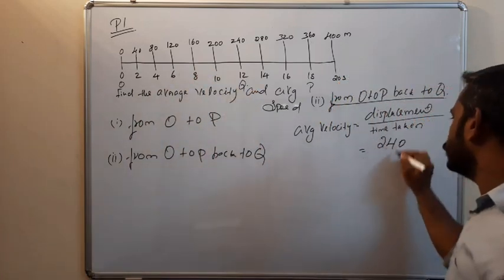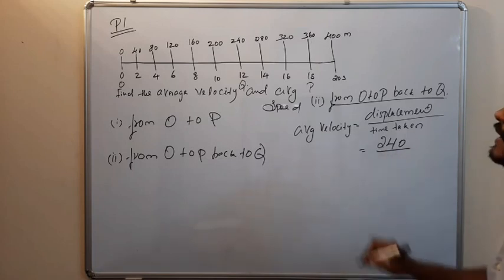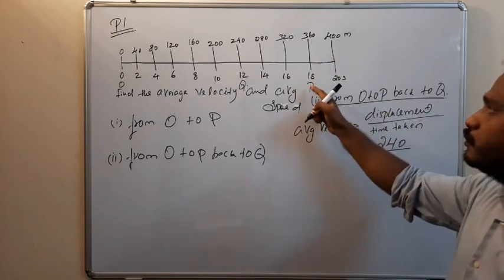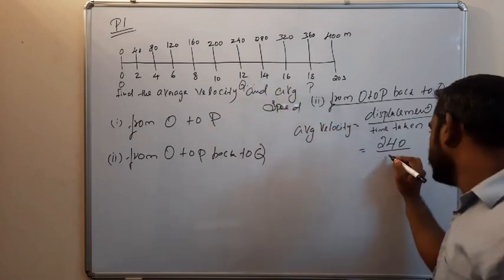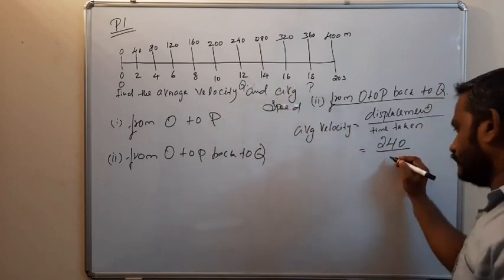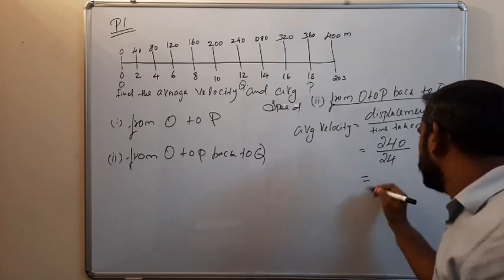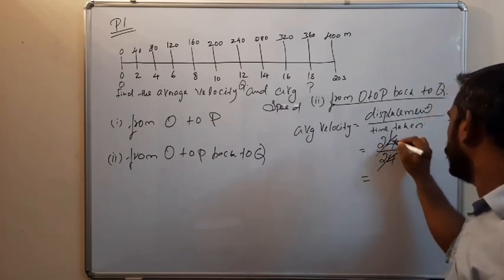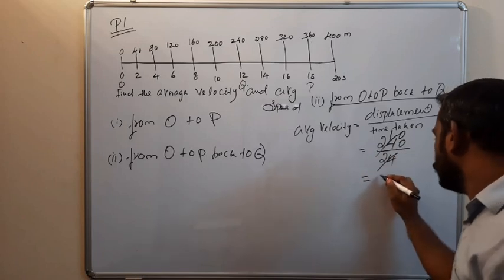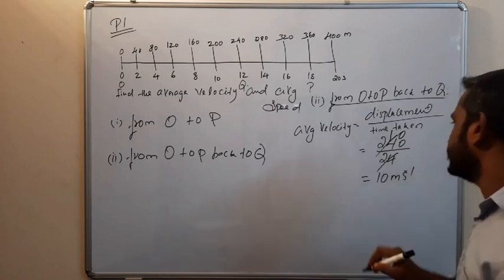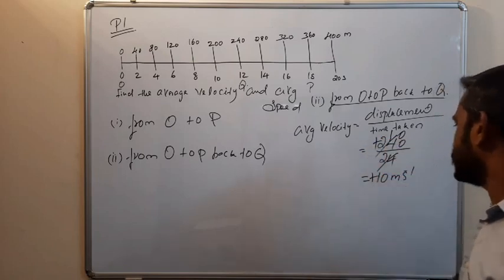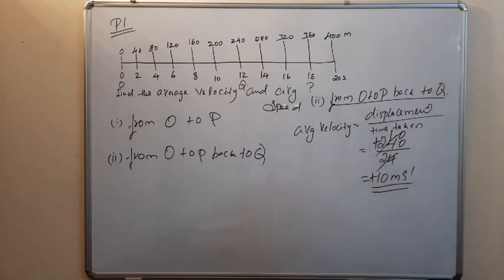So 240 divided by the time taken. 18 plus 6, that is 24. So that is equal to 10 meter per second. That is the average velocity. Okay, clear?